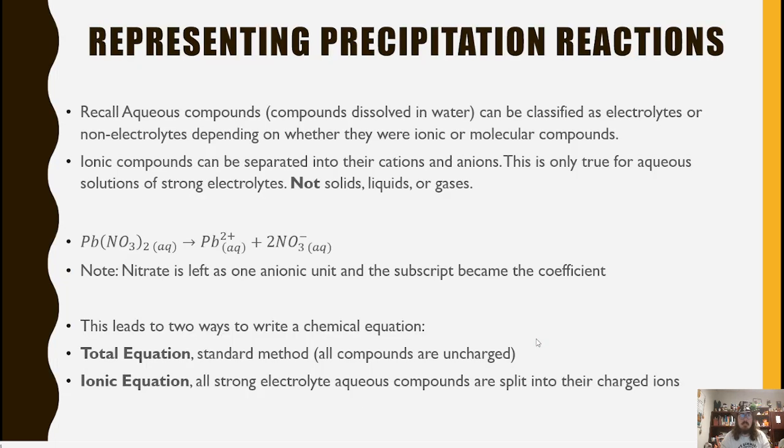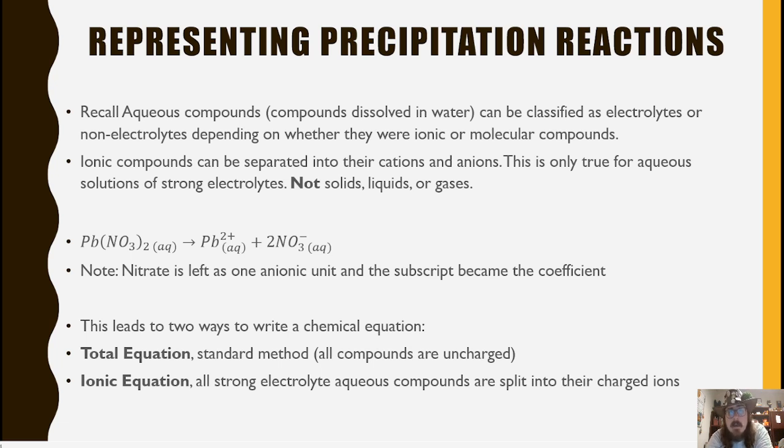Now, how are we going to do these reactions? We're going to need to represent these guys in a way that shows what is occurring. Remember, when compounds are dissolved in water, they can be classified as electrolytes or non-electrolytes, depending on whether they were ionic or molecular. Ionic compounds are capable of being separated into the cations or anions once dissolved.